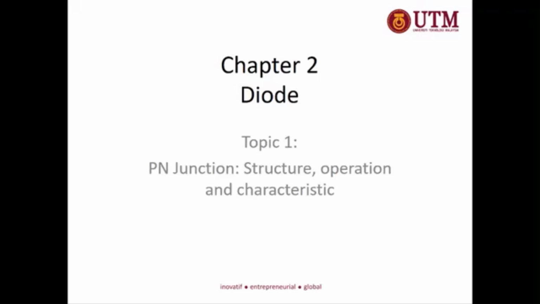Okay, this is chapter 2, which will cover diodes. The first topic of this chapter is the basic type of diode, which is the PN junction. For the topic on the PN junction, we will discuss the structure of the PN junction, and then the operation and the electrical characteristics.